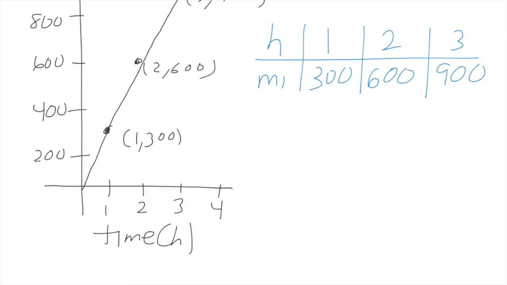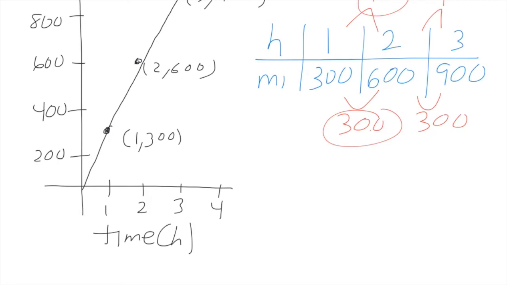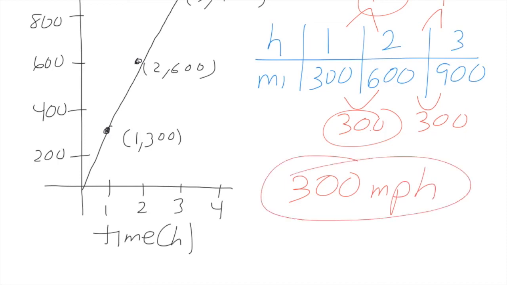So then I can look at my change, which is 1 and 1, 300, 300. So my constant rate of change would be 300 over 1, which is 300 miles per hour. And there's my constant rate of change.